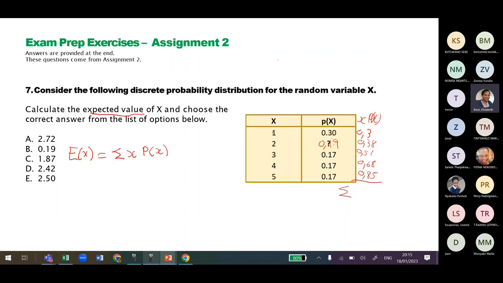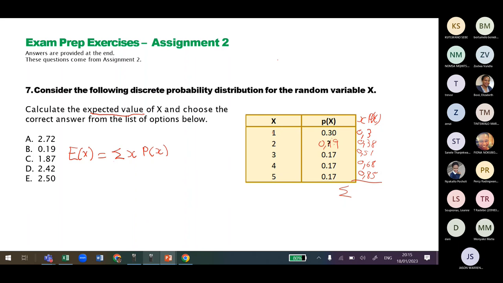So what is the answer? I must not do all the activities for you. 2.72. Do we all agree? Yes. That is 2.72, which is option number 1A.